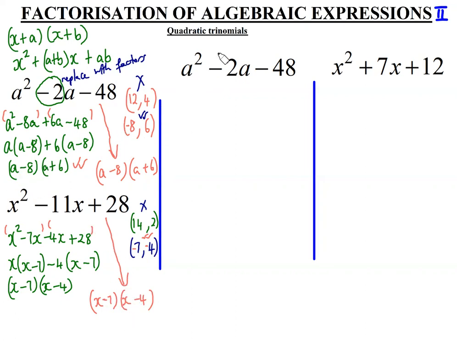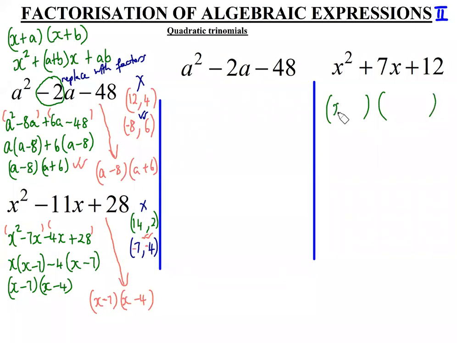Let's look at a squared minus 2a minus 48. I think we've done that one here. So we've done this one. Let's look at x squared plus 7x plus 12. So we're going to have our brackets here.